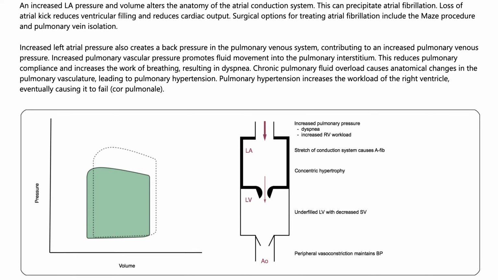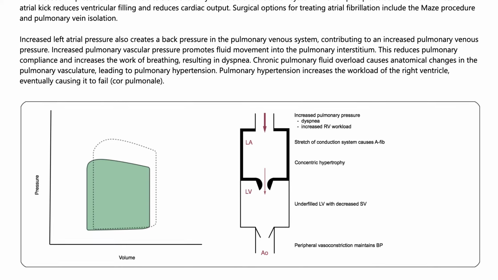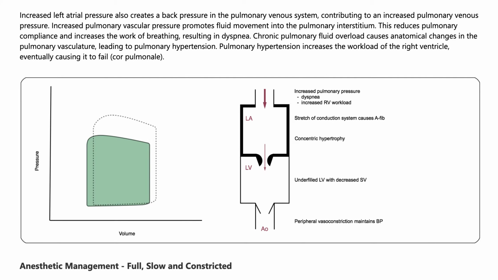Surgical options for treating atrial fibrillation include the Maze procedure and pulmonary vein isolation. Increased left atrial pressure also creates a back pressure in the pulmonary venous system, contributing to an increased pulmonary venous pressure. Increased pulmonary vascular pressure promotes fluid movement into the pulmonary interstitium. This reduces pulmonary compliance and increases the work of breathing, resulting in dyspnea.